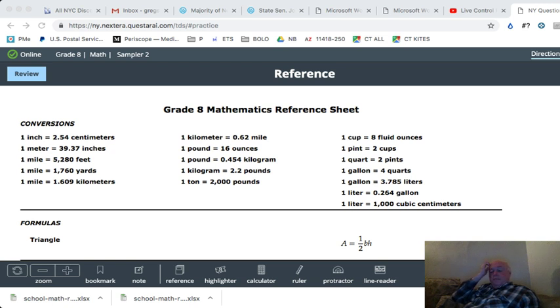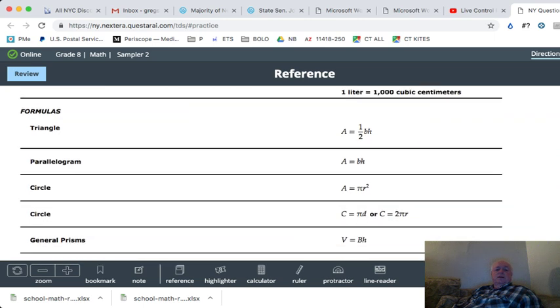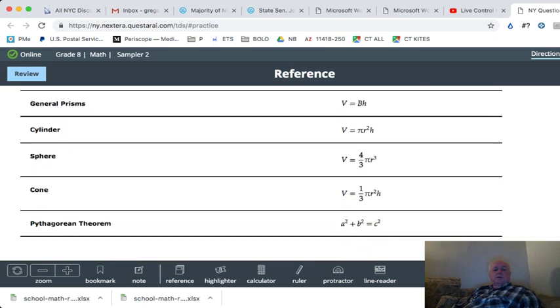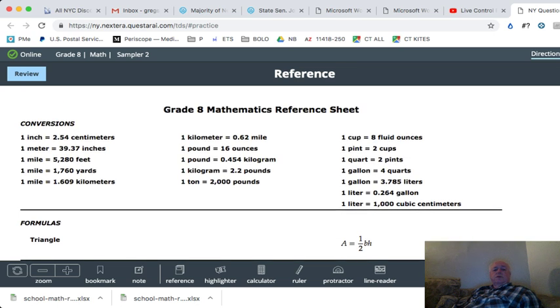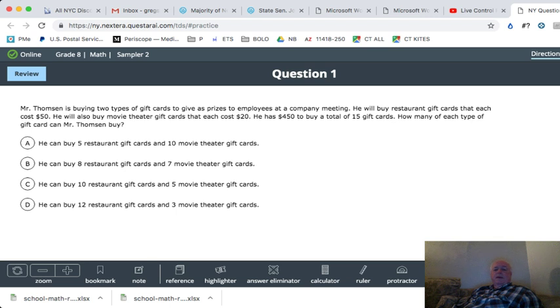Okay, so once again, when you start a test, read all the instructions, read the directions, start from page 0, the front cover, page through each page. You'll notice that there's also a reference sheet. This is part of the reference sheet that they're going to give. This is grade 8, so there's a bunch of formulas and some conversion tables. Okay, so why don't we just jump into question number 1.